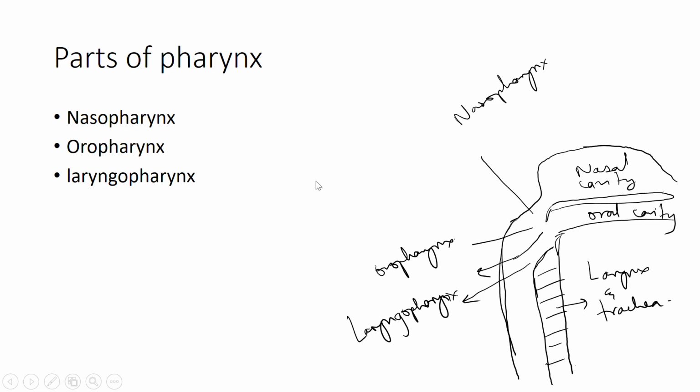As we saw, the pharynx can be divided into three parts, based on where it is located: nasopharynx, oropharynx, and laryngopharynx. The nasopharynx, in brief, lies behind the nasal cavity. The oropharynx lies behind, or posterior to, the oral cavity, and the laryngopharynx is the portion of the pharynx lying behind the larynx. You can see this space, which is called the nasopharyngeal isthmus. We'll see more about it in the coming slides.